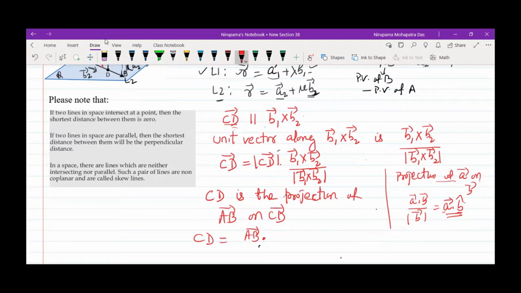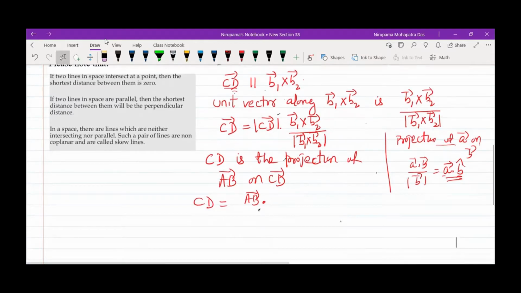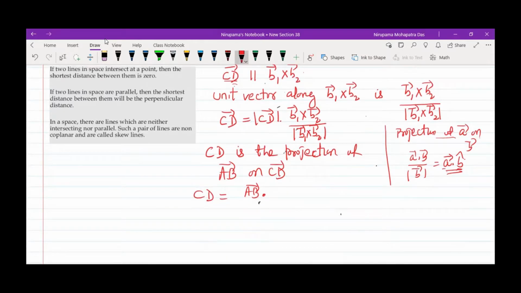So this projection will be what? This projection should be AB vector into the unit vector along CD. The unit vector along CD will be the unit vector along B1 cross B2. So we can write here B1 cross B2 divided by magnitude of B1 cross B2. It means AB vector, as we have taken A2 minus A1, just let me write it here.